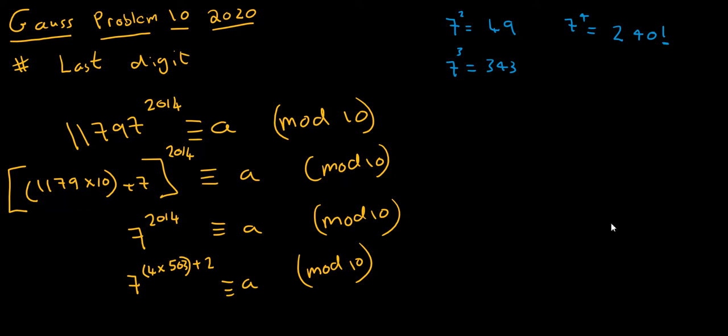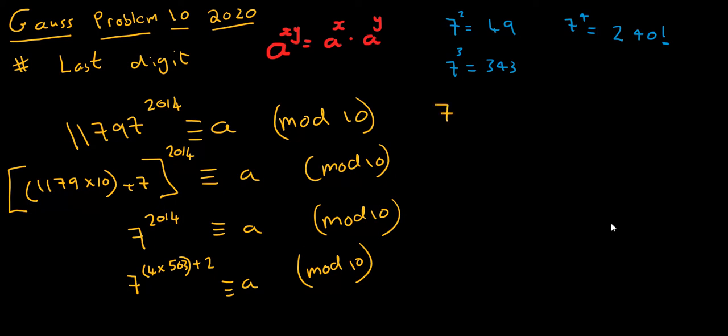Okay, so let's use our rules of indices then. If we've got a to the xy, that is the same as a to the x multiplied by a to the y, by rules of indices. So let's do that then.